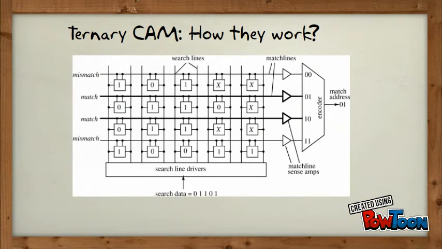Now let's have a look at the ternary CAM block diagram. We're getting the search data as 01101, and we're finding a match at the 01 and 10 lines. But the 01 line has one don't care bit and the 10 line has two don't care bits, which means the 01 line is more specific. So we're getting the match address as 01.